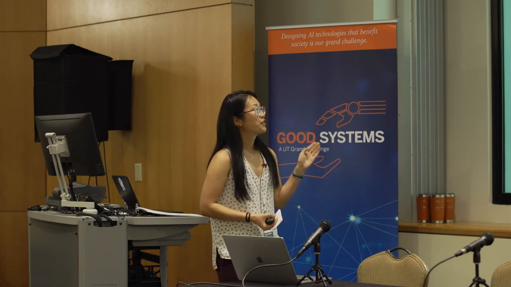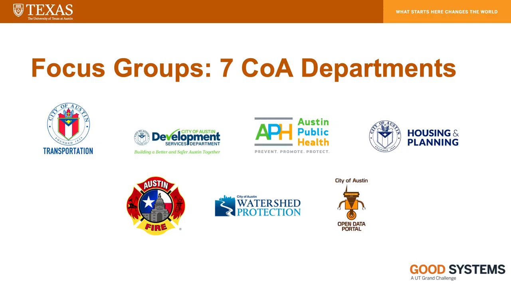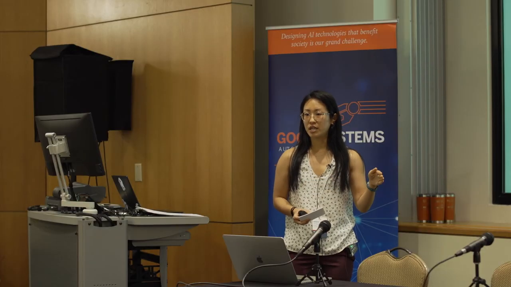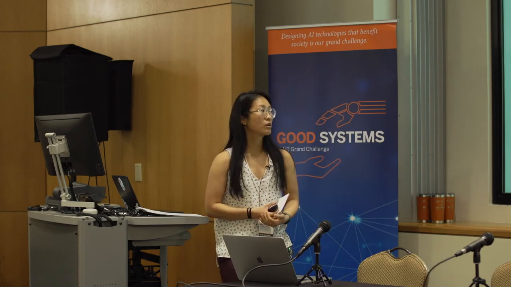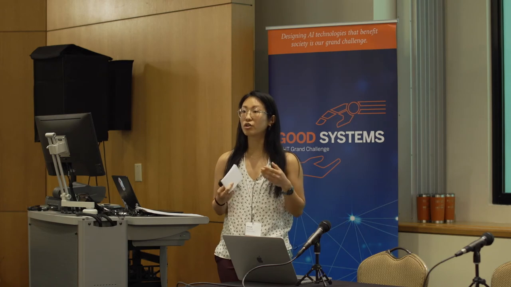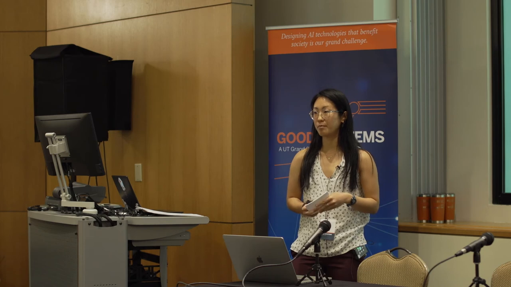So we worked with 15 employees, and we had focus groups and interviews with them from 7 different departments. The 4 topic areas that we covered, procurement, tech policies and operations, outcomes and community engagement, were based off of studying and adapting the previous areas and topics that the Equity Office had used when they were conducting their equity assessment with the departments. We also added community engagement as a new one because we really wanted to see how the departments were thinking about community engagement in their consideration of technology that they're procuring and how they're looking at the impacts of the technology they use.